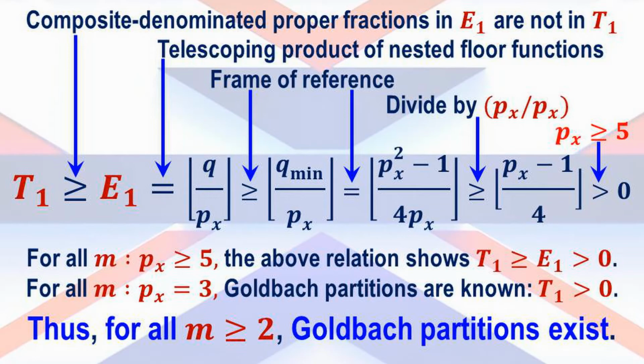And it is evident just looking at that if Px is greater than or equal to 5, then E1 will be greater than 0, therefore so will T1, therefore there are always Goldbach partitions for all m where Px is greater than or equal to 5. And we already know that that's the case for all m where Px equals 3 or 2, and therefore for all m greater than or equal to 2, Goldbach partitions necessarily exist. That's the proof of the binary conjecture. Job done.